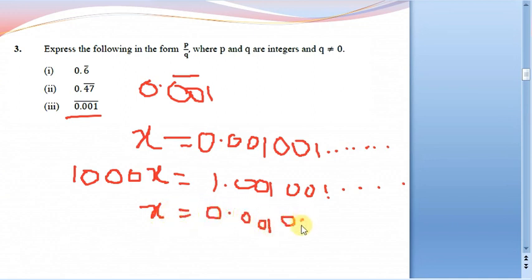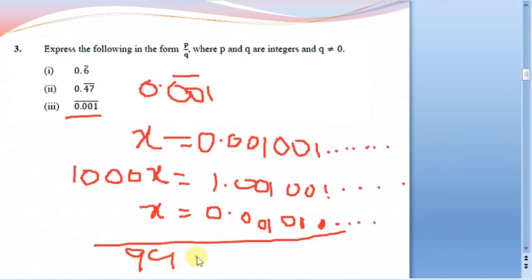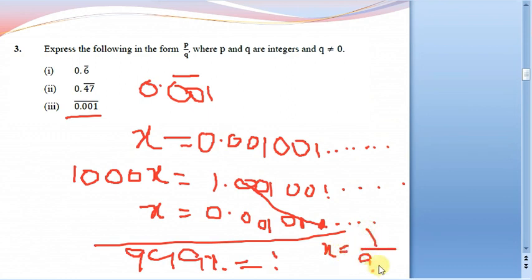Now subtract the first one from the second one, where x is 0.001001 and so on. So 1000x minus x is 999x, equal to 1 on this side, because the decimal part gets cancelled. So x is equal to 1 by 999. This is the rational form for the given number. In our discussion of this concept, we have discussed one more kind where a part of it repeats and a part of it does not repeat. You can go through it, and you will understand it much better then.